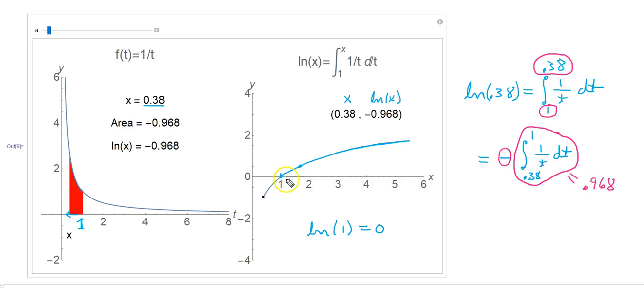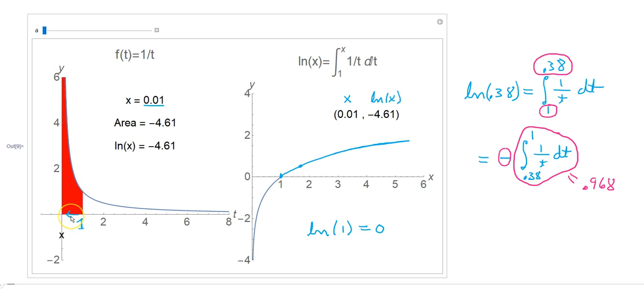So that's why, if you look over here now, you see the graph of the natural logarithm has dipped below the x-axis. So it's become negative. So we have the natural log of 0.38 being negative 0.968. And that has to do with the way the limits of integration are ordered when x is between 0 and 1. So now if I let x go a little closer towards 0, let's see what happens to the graph of our natural logarithm over here.